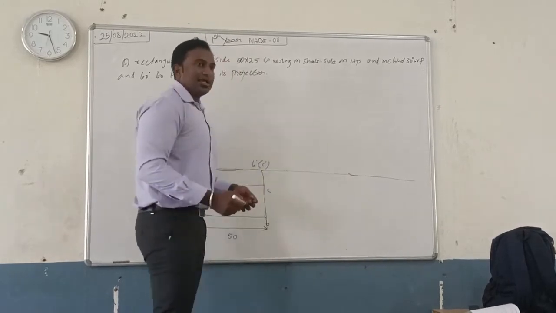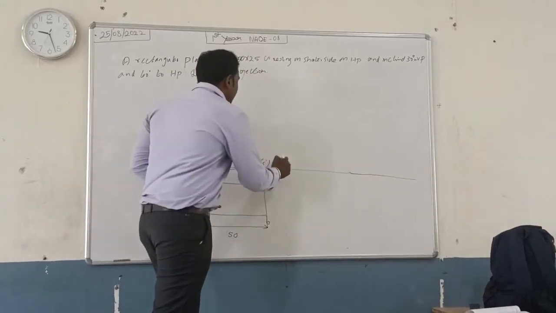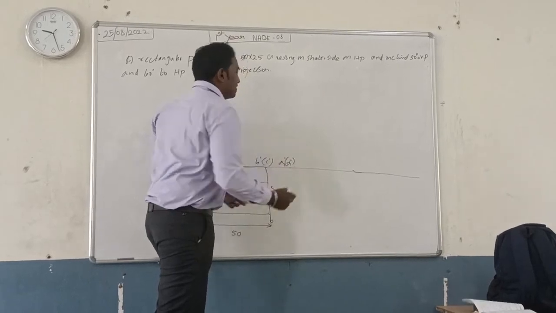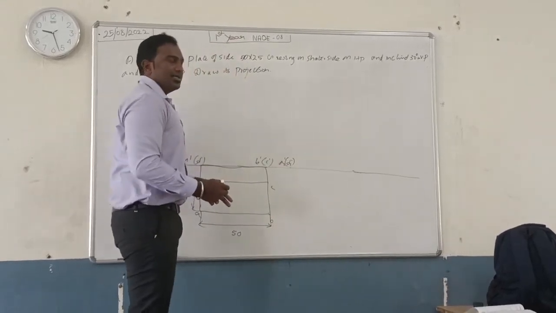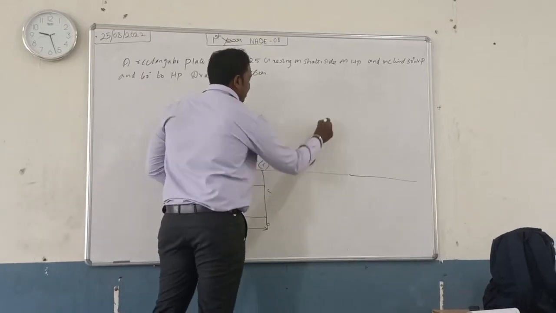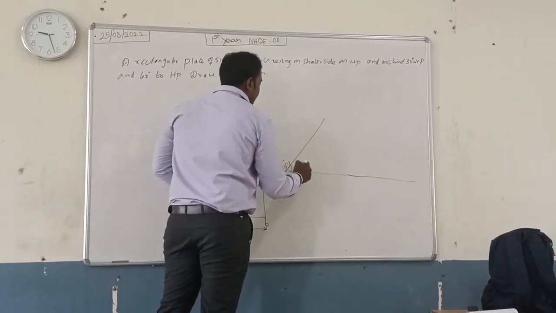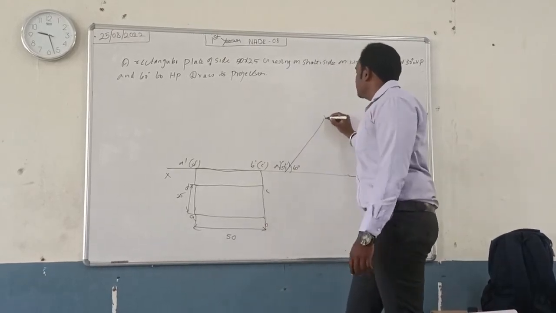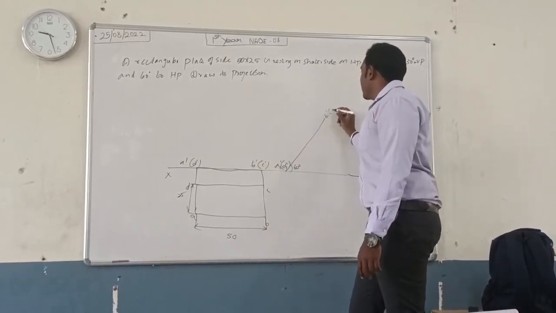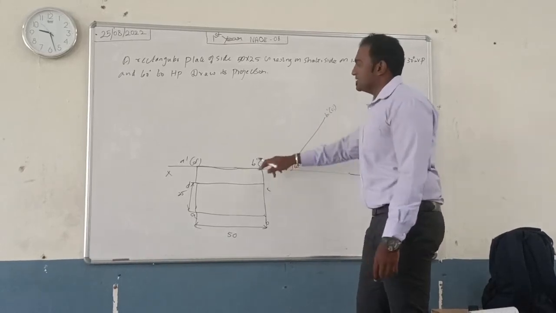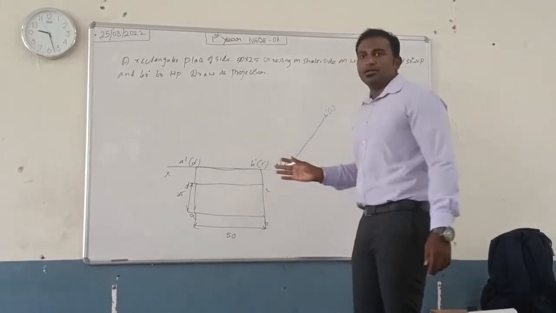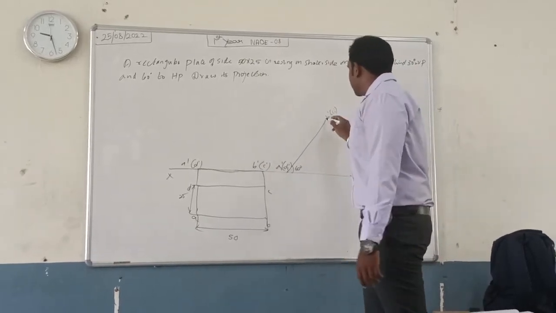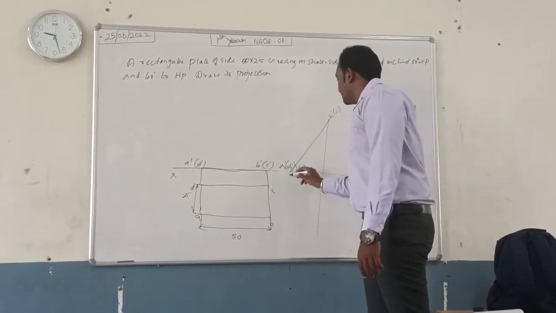Mark any point on the line, and mark the distance A1 and D1. Place a point here and then take the inclination angle as 60 degrees. And what will these points be? B1 dash and C1 dash. Keep to the same line, don't drag it here and there. Then again this projection will be downwards.